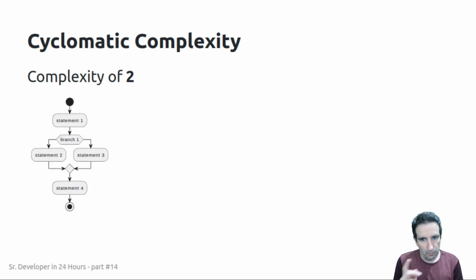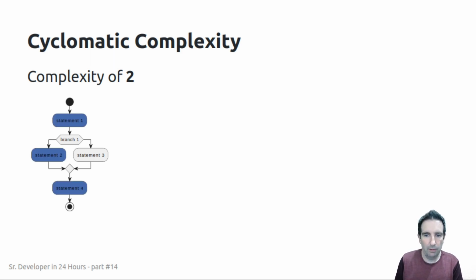Now, if we had something like this, where we have one branching statement, we have a cyclomatic complexity of 2. Why? Because we have 2 independent paths through the source code. The first one, we're hitting statement 1, 2, and 4. The other path, we're hitting statement 1, 3, and 4.